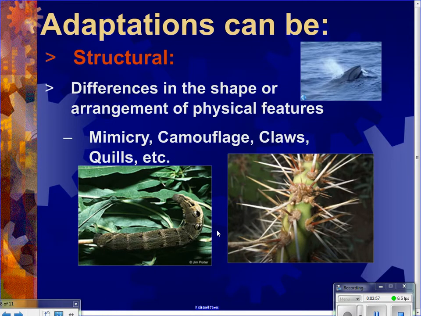So we can have structural adaptations. Structural adaptations are differences in shape, arrangement, or of physical features. So for example, things like camouflage, claws, quills, blowholes in aquatic mammals like whales, mimicry, so the fact that all stinging insects have the same coloration patterns, that's a structural adaptation that warns predators that these organisms are potentially harmful.